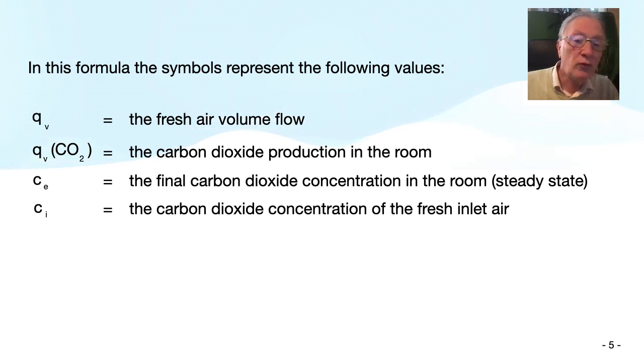The symbol Q stands for a quantity, the V stands for volume, the production of the CO2 is also a Q with a V, and that's all in cubic meters per hour. The concentration is a small c with a 0 for the initial concentration in the room. The end situation has an E for the steady state, and the I is for the inlet air.